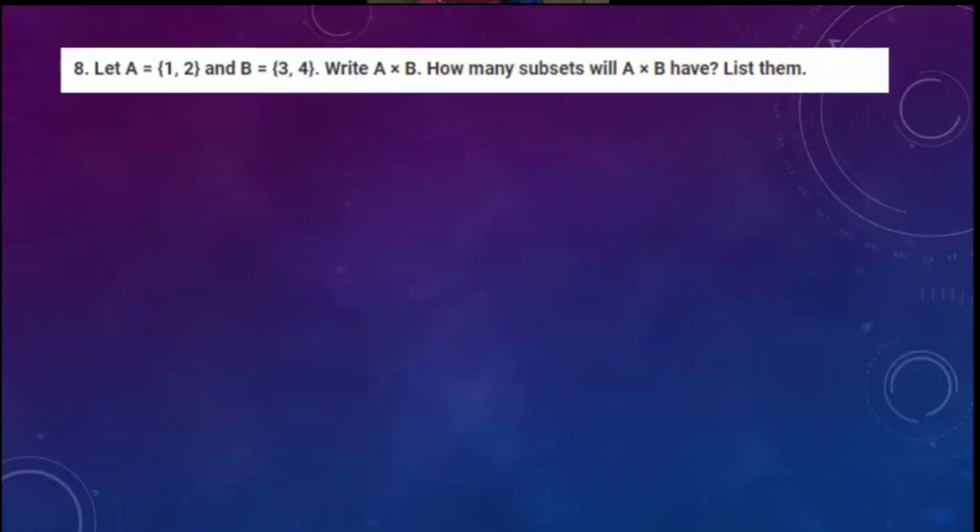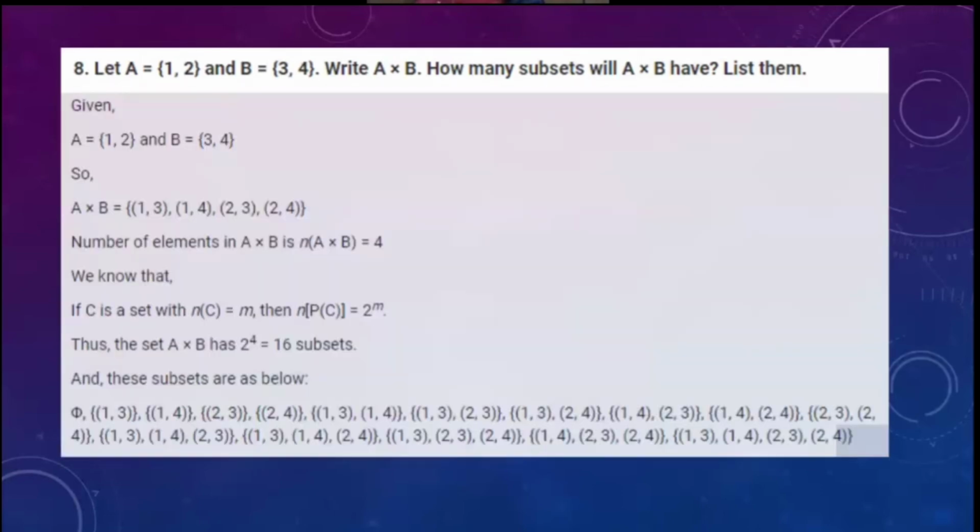Okay. See the next question. Question number 8. A is a set having the elements 1 and 2, and B is a set containing the elements 3, 4. Write A into B, and how many subsets will A into B have? List them. So here A is {1, 2} and B is {3, 4}. First find their Cartesian product A into B: (1,3), (1,4), (2,3), (2,4). Total number of elements in the set A into B is 4.